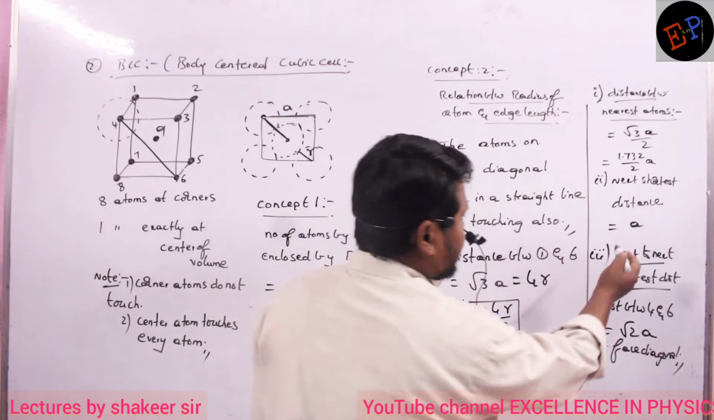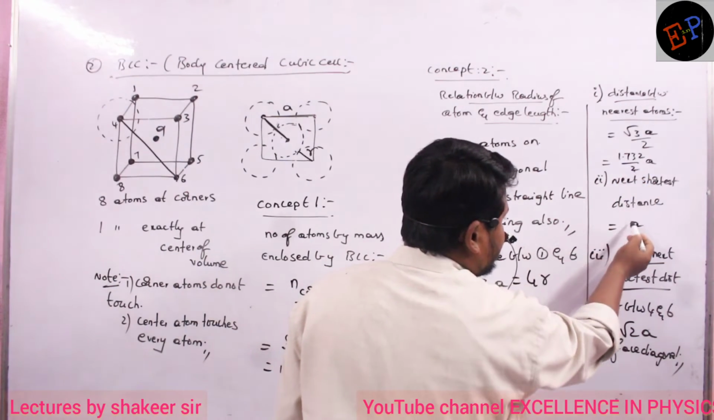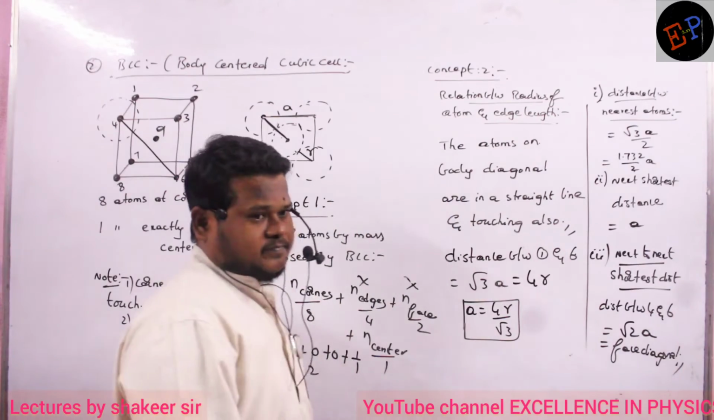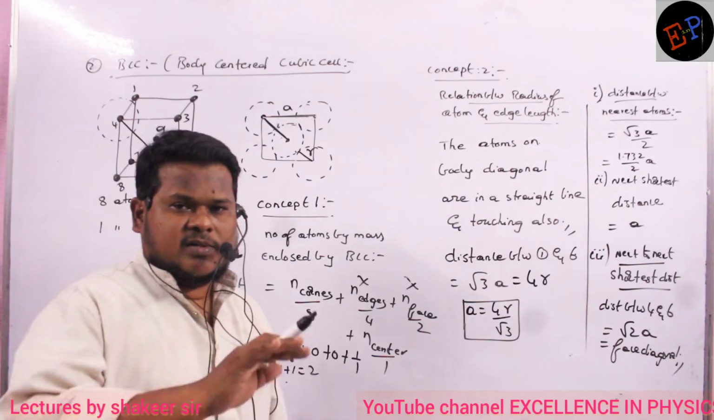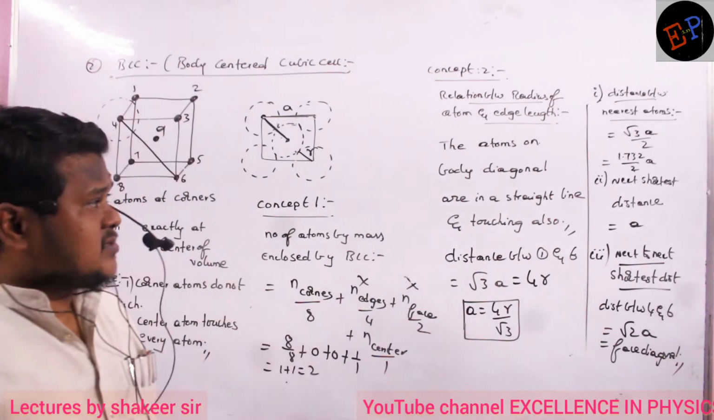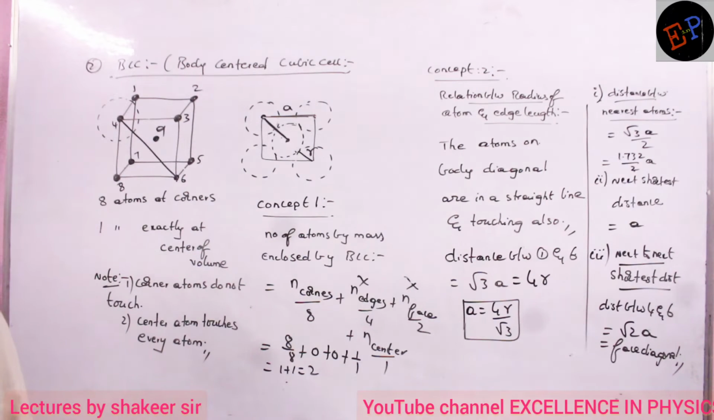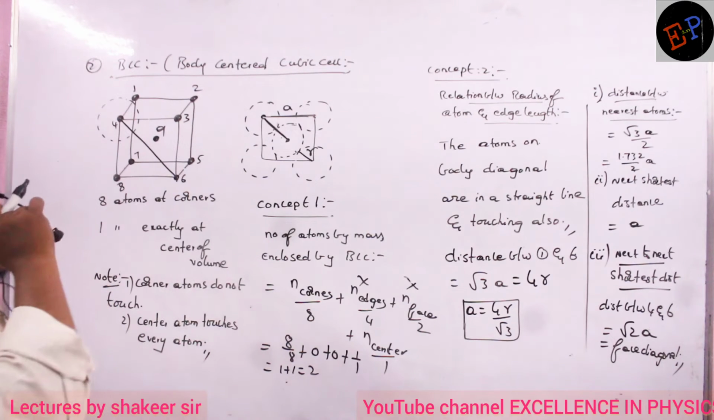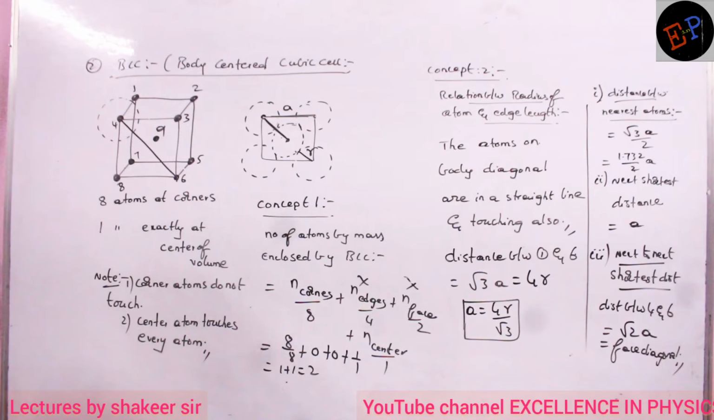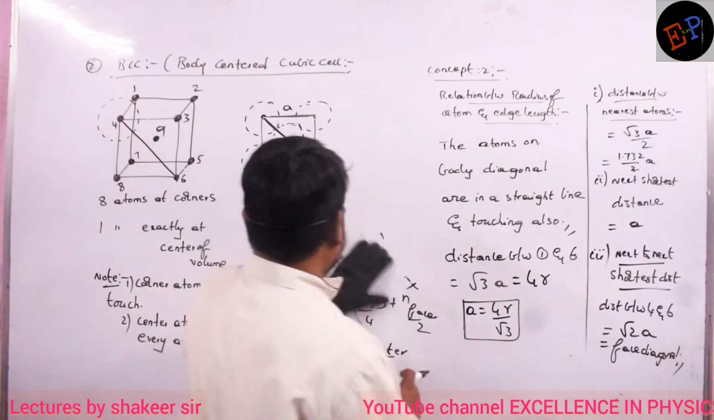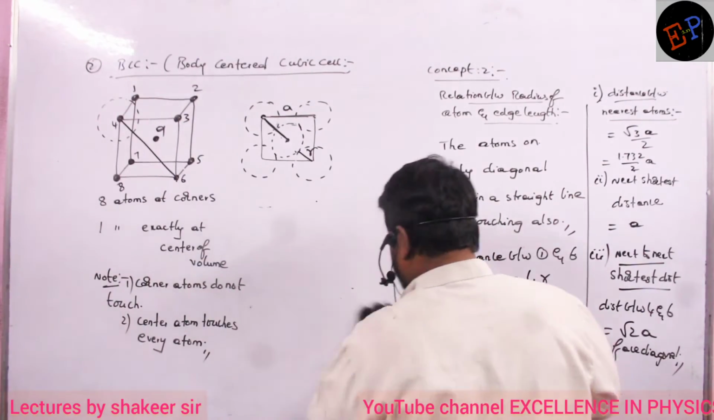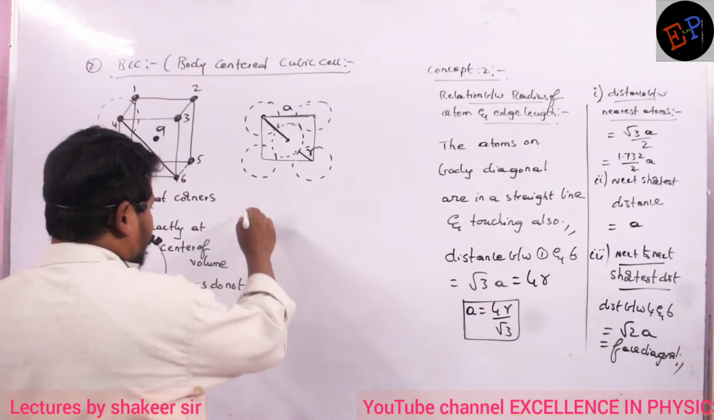If you want, calculate the values: 1.732 by 2 is less than a. A is less than root 2 into a. Is it clear? So these are the distances in the case of which cell? In the case of the body-centered cubic cell. Is it clear? Okay. So concept number 2 is completed. Next we go to the third concept, coordination number.